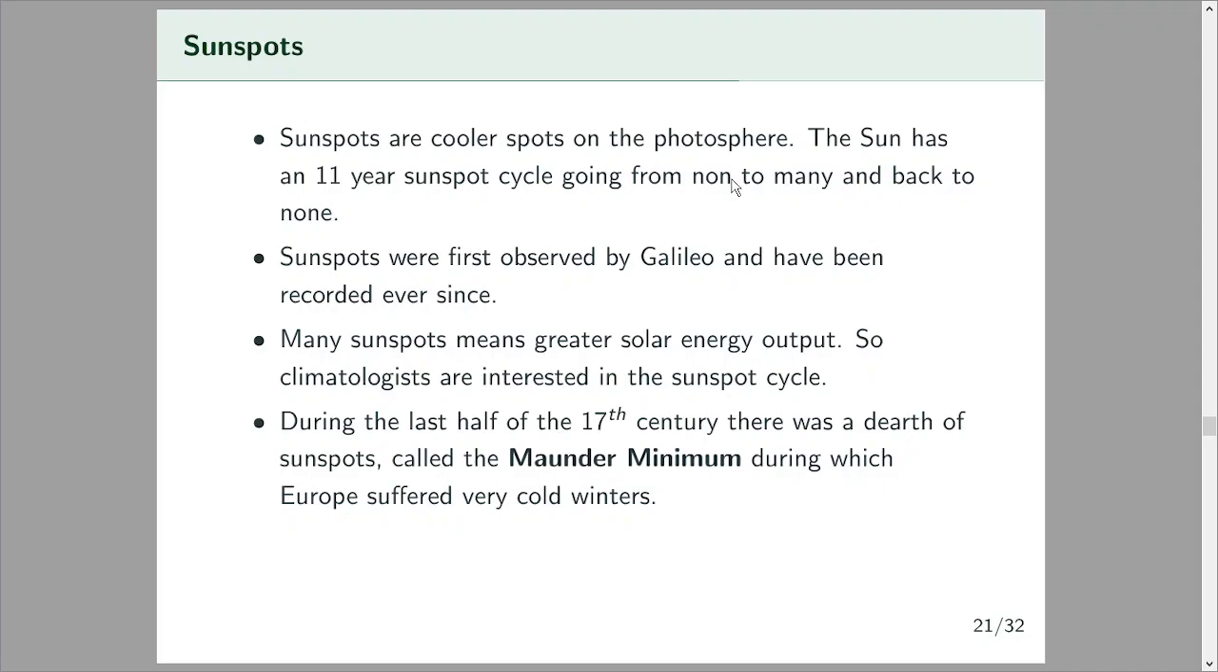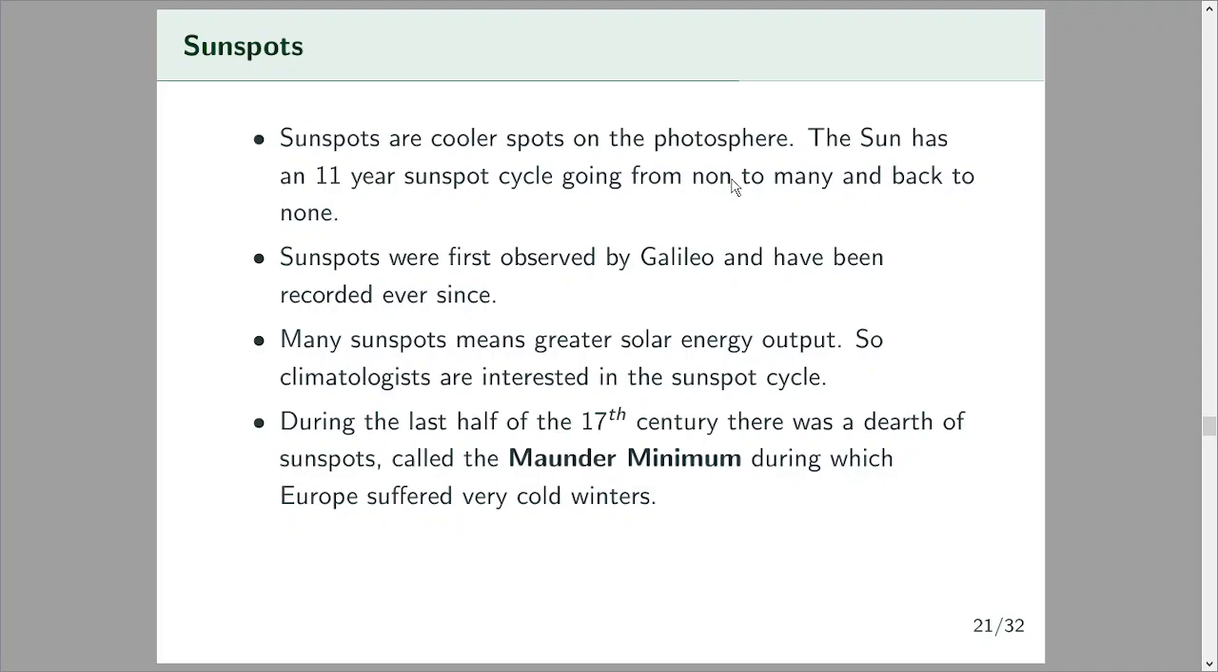That's how it works. Sunspots were first observed by Galileo and have been recorded ever since. At the very end of this section, I'll show you some charts. Many sunspots means the sun has greater solar energy output, which is a little weird if you think about the sunspots being cooler. But in fact, they correspond to a higher energy output because they involve flares and prominences and coronal discharge and stuff like that. So the stuff that's coming out is actually more energetic when the sunspots are there.